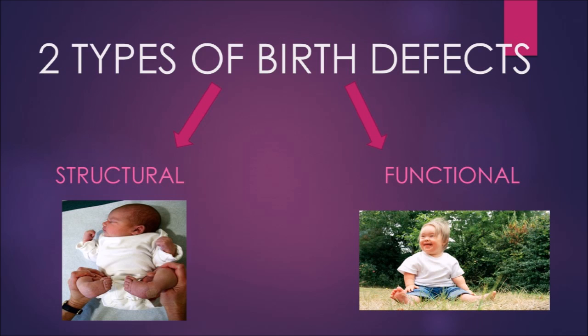There are two main types of birth defects, structural and functional. A structural birth defect is when a specific body part is missing or malformed. Examples include cleft lip and heart defects. A functional birth defect causes a body part or system to not work properly. Examples include Down syndrome and cystic fibrosis.